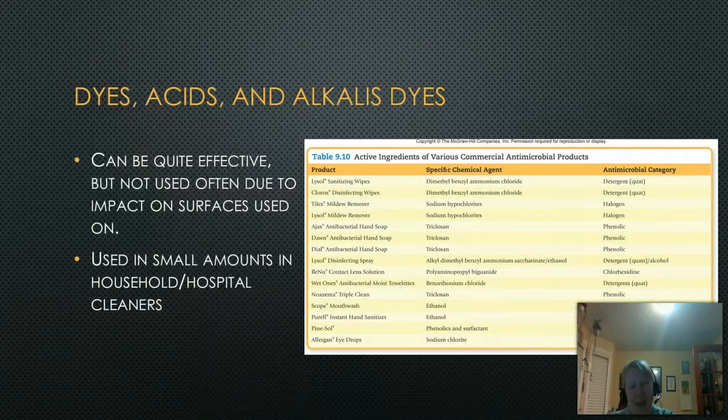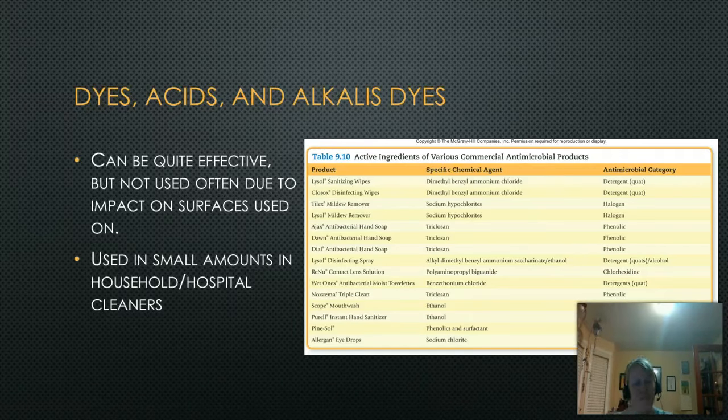One other thing we have: these can be effective, but the problem is that they can ruin the surfaces of whatever you're working with. These are dyes, acids, and alkalis. Obviously, dyes are going to leave some kind of colored residue on the surface. An example is some of the dyes that we use in lab. For instance, crystal violet is a highly effective antimicrobial. But do you really want your countertops purple?